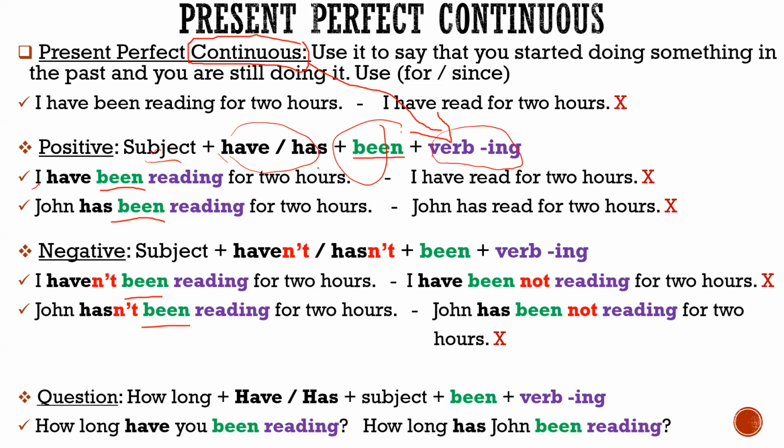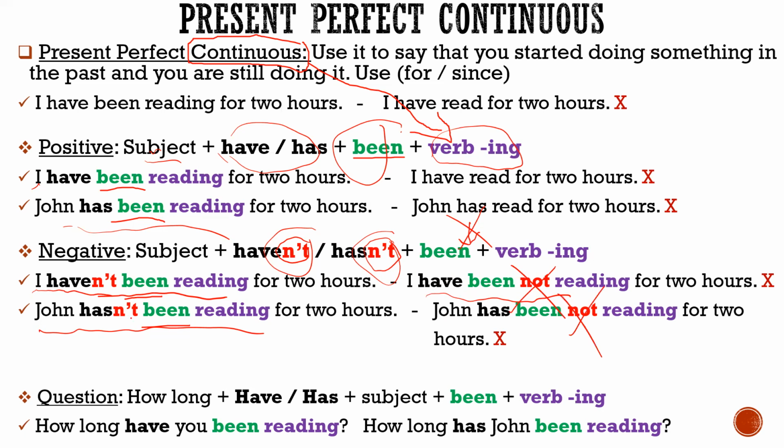Okay. How to make it negative? Again, it's the same. Add not after have or after has. Not in other places. Not after been. Don't put not here. No, it's wrong. It should be after have, after has. For example, I have been reading becomes I haven't been reading. John has been reading becomes John hasn't been reading. And it's not like this: I have been not. It's wrong. Don't say it like this. John has been not. It's wrong. John hasn't been. Okay.